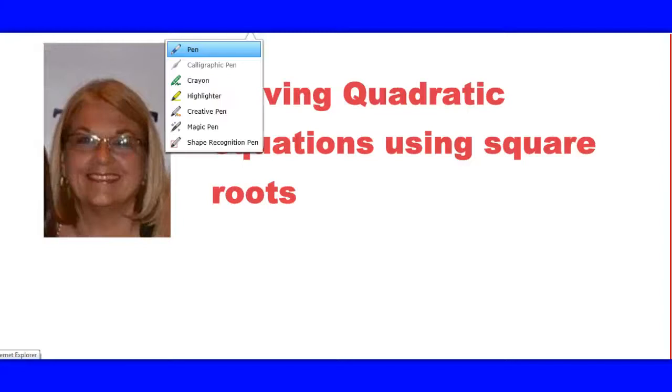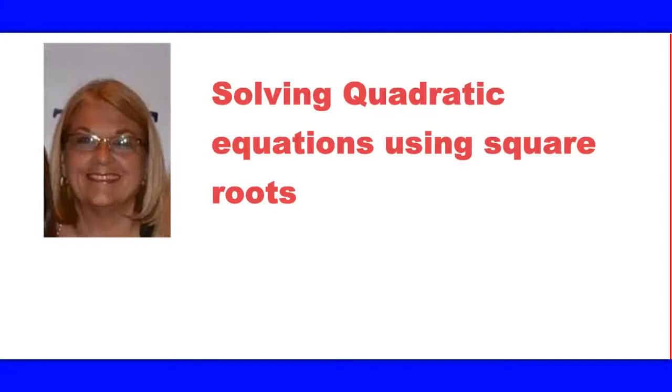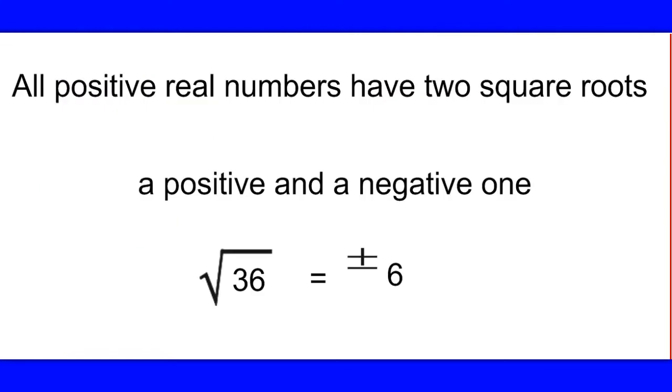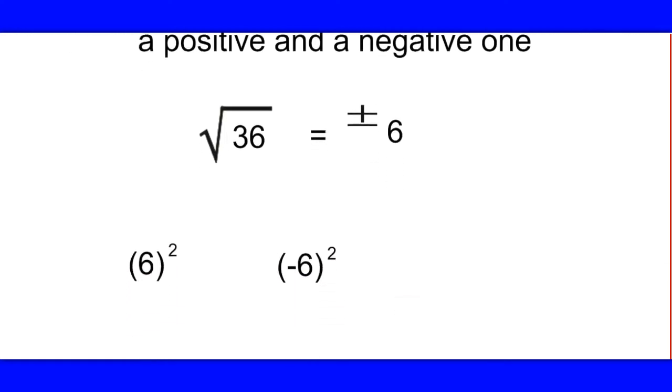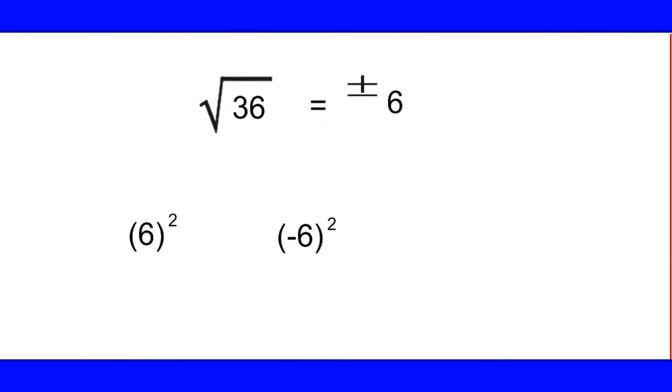We're going to talk today about solving quadratic equations by using square roots. This is a very specialized method. Remember that all positive real numbers have two square roots, a positive root and a negative root. So for instance, the square root of 36 is plus or minus 6. That's how we say that.